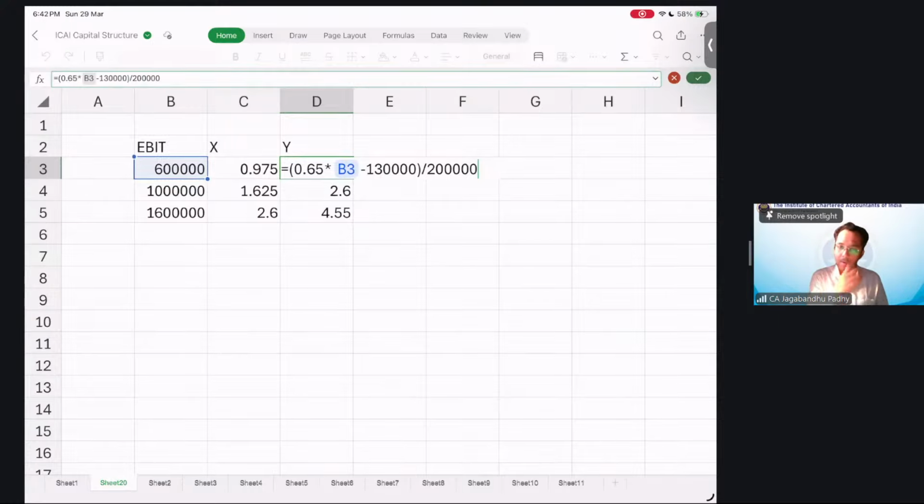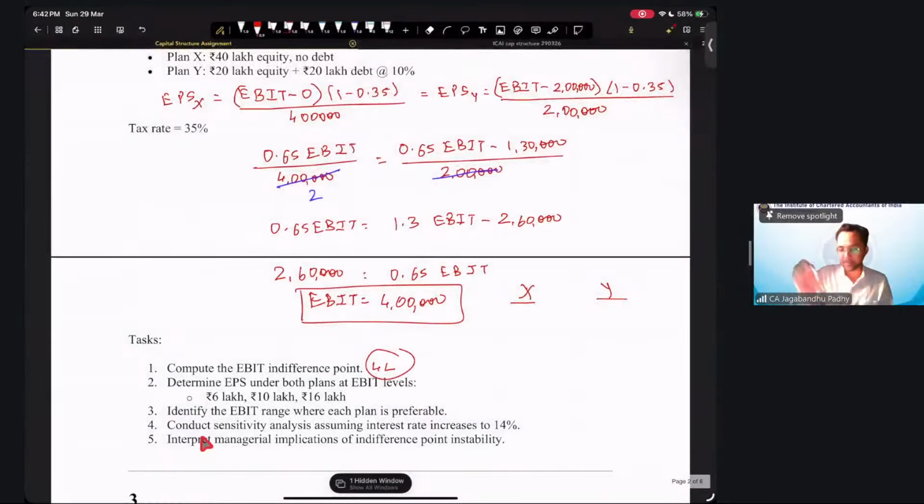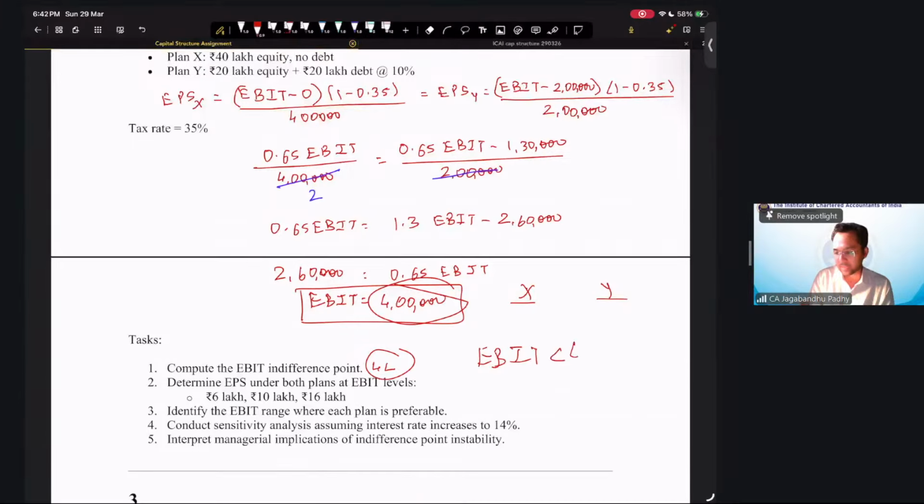Otherwise, Balmurugan, you got it, right? Okay. Now, identify the EBIT range where each plan is preferable. Since our EBIT level is 4 lakh, we can simply come up with EBIT less than 4 lakh. Which plan is going to be preferred, guys? Less than this, a less risky plan, plan X, because it doesn't have any interest component. And if it is greater than 4 lakh, then a more risky plan Y is going to be preferred. Got it, guys?